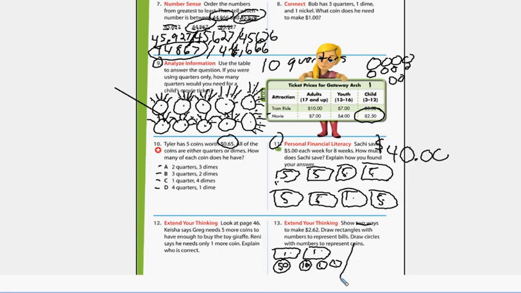Okay, another way to do it. We could do $1. Then we'll make another $1, so that's $2. Another 50-cent piece, we'll make 50. A dime, we'll make 60, and then 2 pennies. And that's another way of making $2.62.